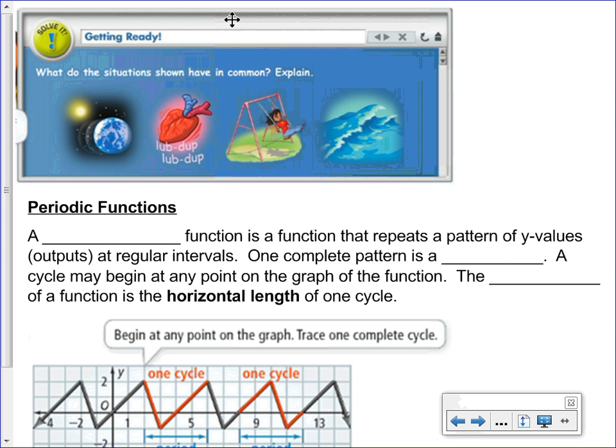When the sun goes around the earth, or when your heart beats like this, or if you're watching my daughter on her swing, or you can watch the waves crashing in. These are all predictable events because they have this cycle, this pattern, right? If they have a cycle or a pattern, this is called a periodic function.